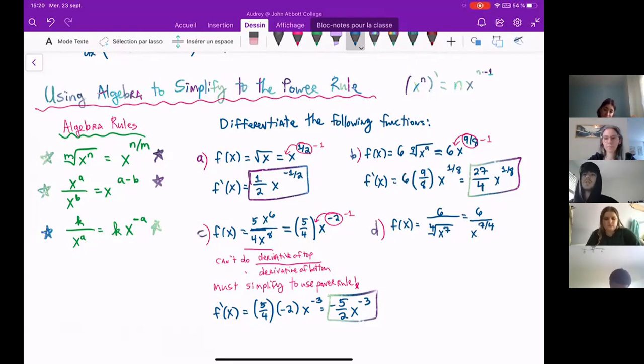Miss, can you just repeat the question? So the question is, do we want to take the derivative as it is right here, or do I need to simplify more in order to take the derivative?